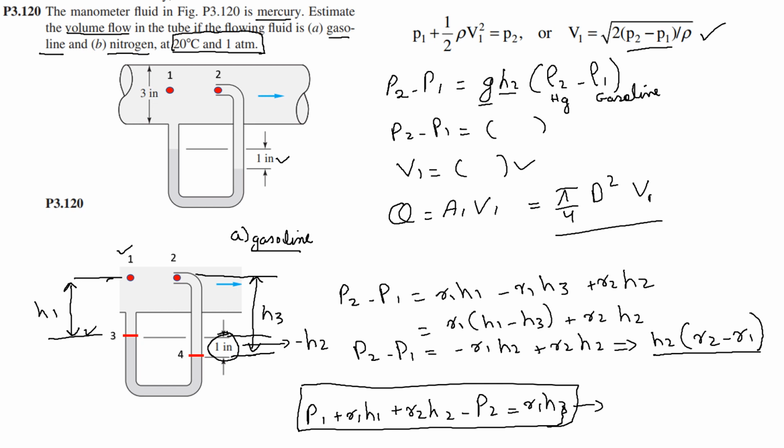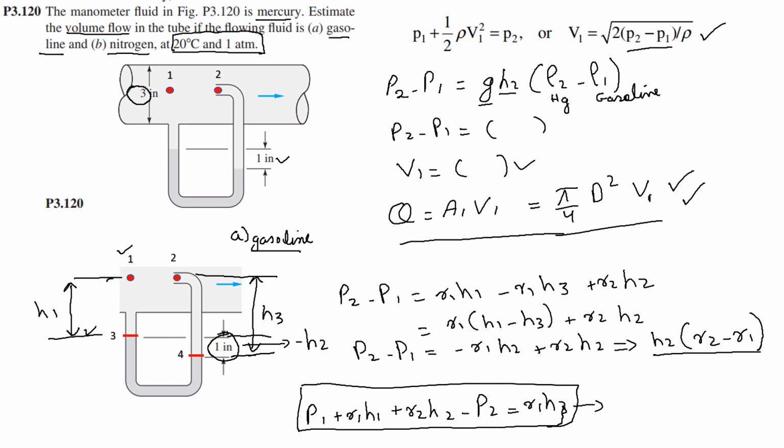Diameter will be 3 inches. So use 3 inches as diameter, and make sure your units are all the same. If you are using inches, please use inches for all, and if you are going to use feet, convert all your values into feet where it is required. So from here you can find your volumetric flow rate, and that's it. Yes, this is what was required.